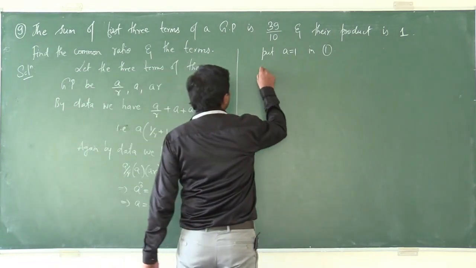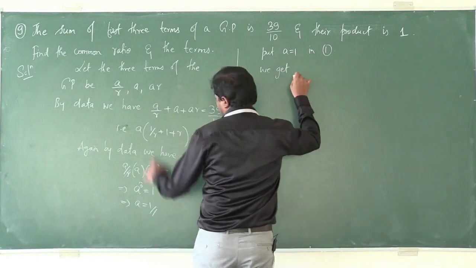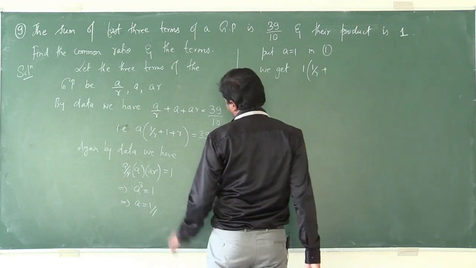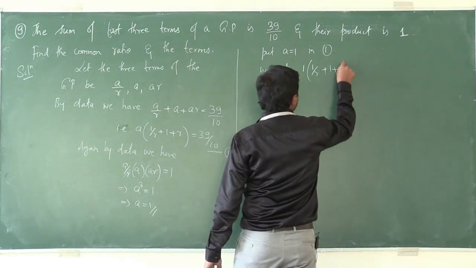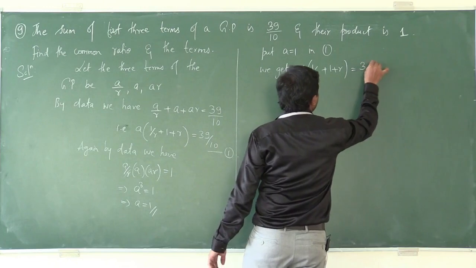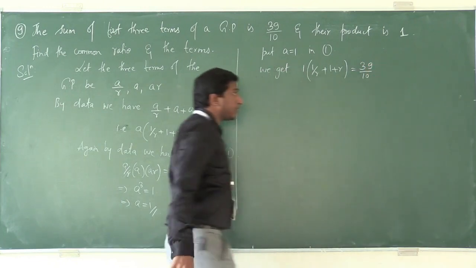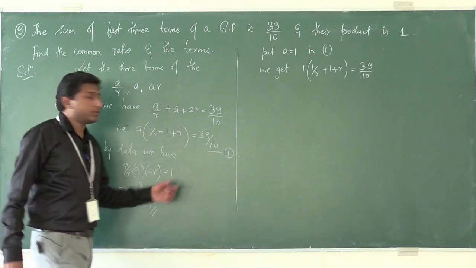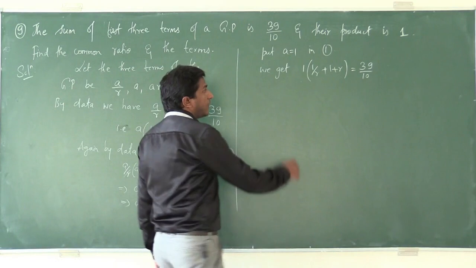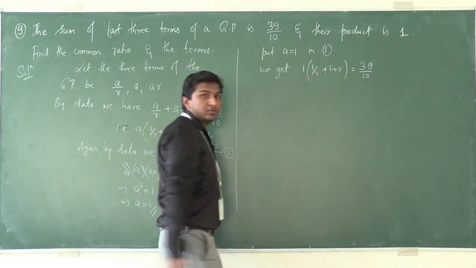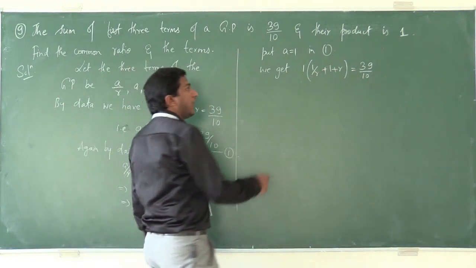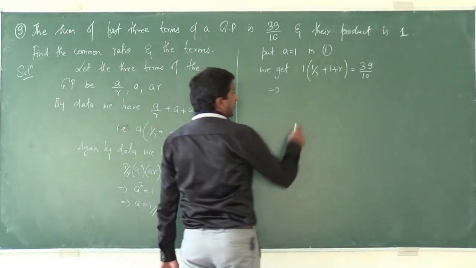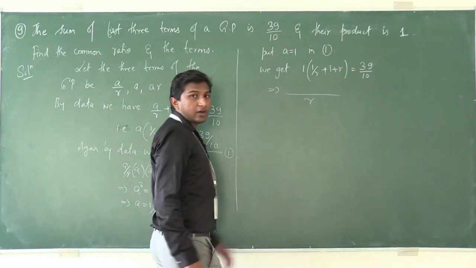So what do we get? We get the value of A is 1 into, what are we left with? 1 by R plus 1 plus R equals 39 by 10. So we have substituted the value of A to be 1 in equation 1. Now we can simplify this equation to find out the value of R. I'll take the LCM as R here. So LCM is R on the LHS.